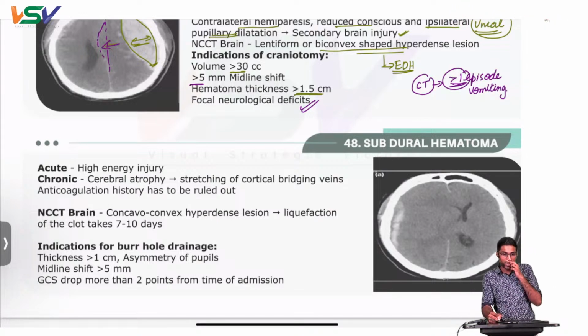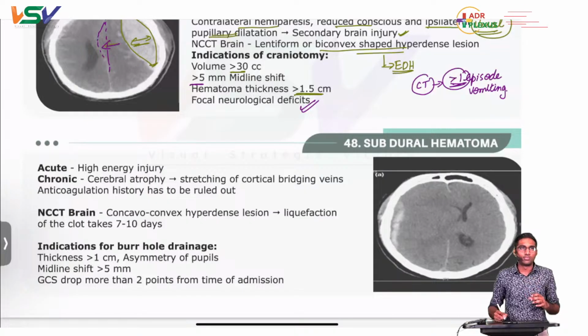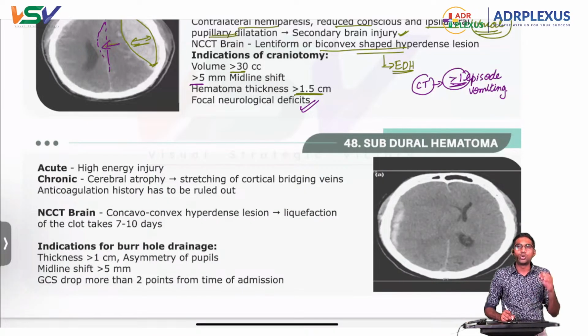Okay. Next, coming to subdural hematoma. This subdural hematoma happens either due to acute injury or a chronic injury also.